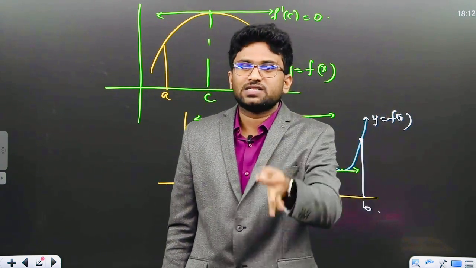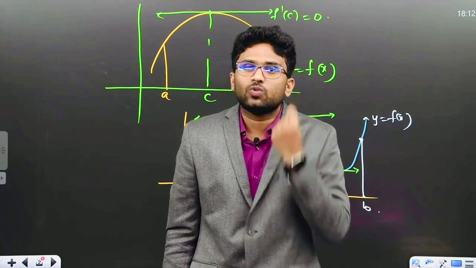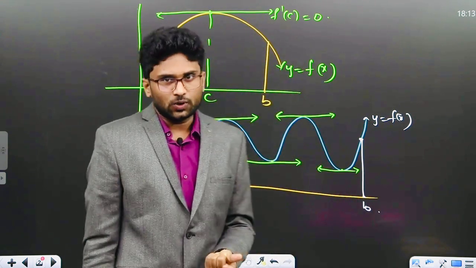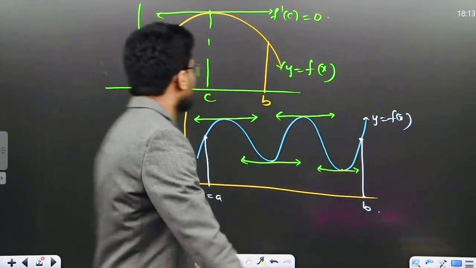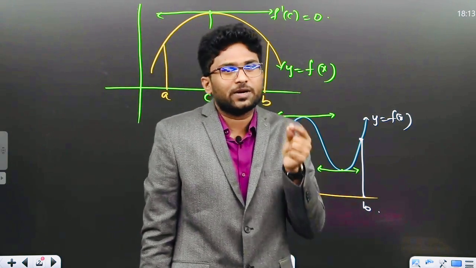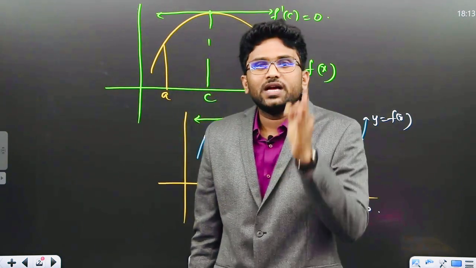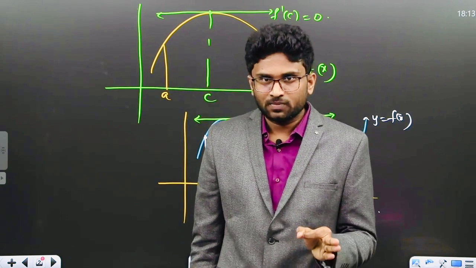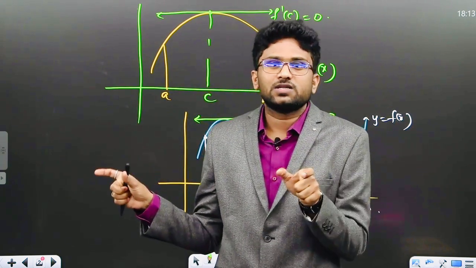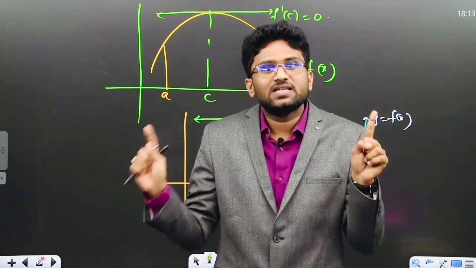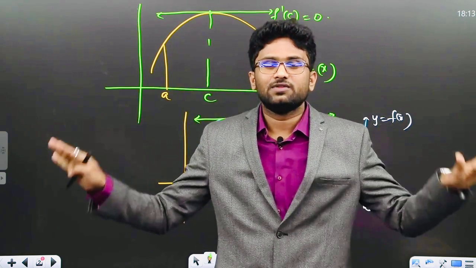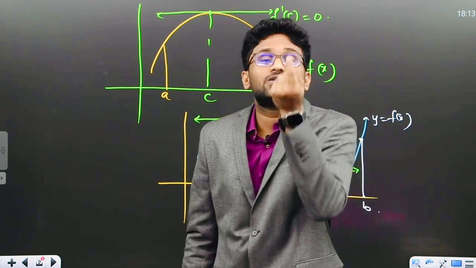If f of a is equal to f of b, then there exists at least 1 point x equals c such that f dash c is equal to 0. This is the geometrical interpretation of Rolle's theorem. It states that for any curve y equals f of x, there exists a point between two points a and b where f of a is equal to f of b, then the tangent at c will be parallel to the x-axis. I said at least one tangent.